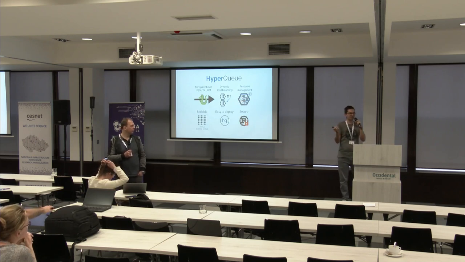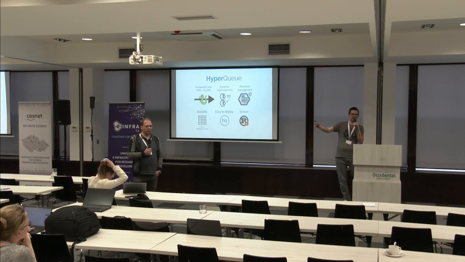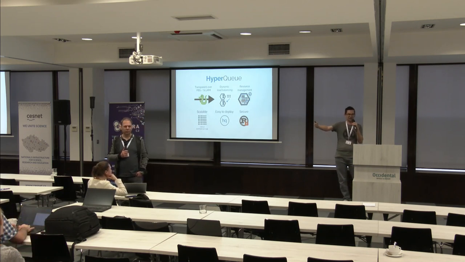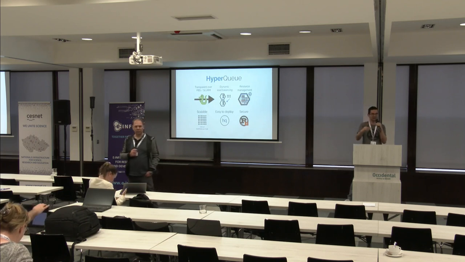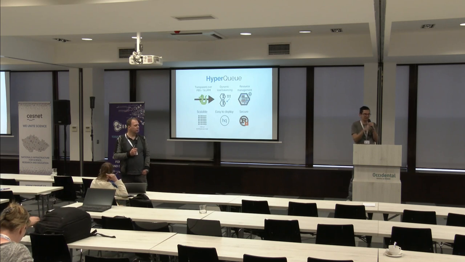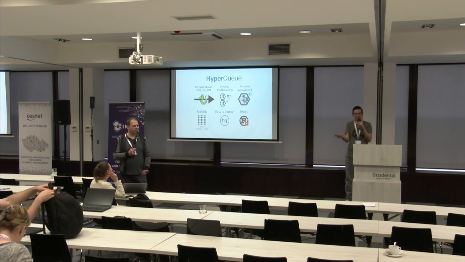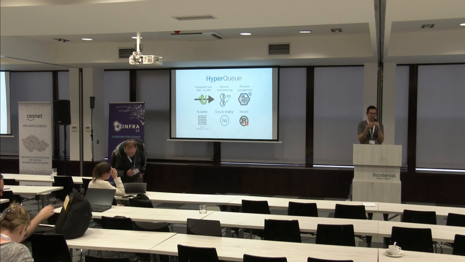But what happens if a bunch of the tasks fail? Then you have 10,000 tasks in Slurm, and 50 of them have failed, and now you need to recompute these 50 tasks. So what do you do? Well, you either need to manually find the tasks that failed and resubmit them, or write your own scheduling layer that will do this for you. And that's essentially HyperQueue.